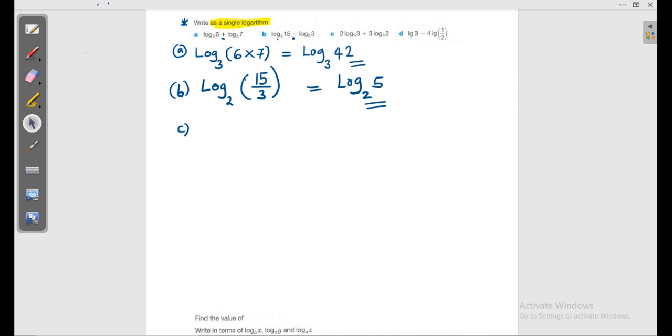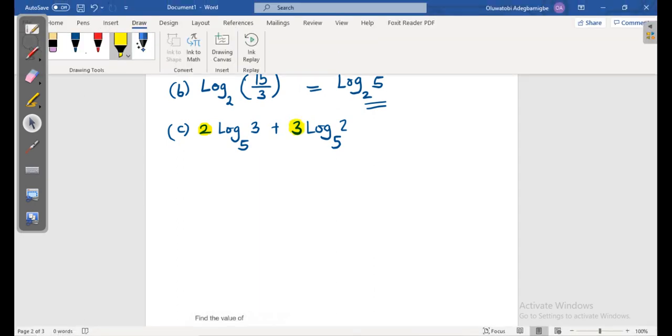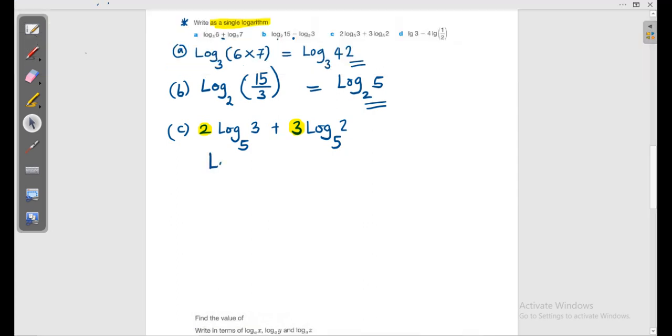For the third question, this requires that we bring in multiple laws, and I want you to pay utmost attention. Now this is a multiplier, this is a multiplier, and we said in one of the laws of logarithms that the multiplier becomes a power and vice versa. So we'll have log 3 raised to power 2 base 5 plus log 2 raised to power 3 base 5. So this gives us log 9 base 5 plus log 8 base 5.